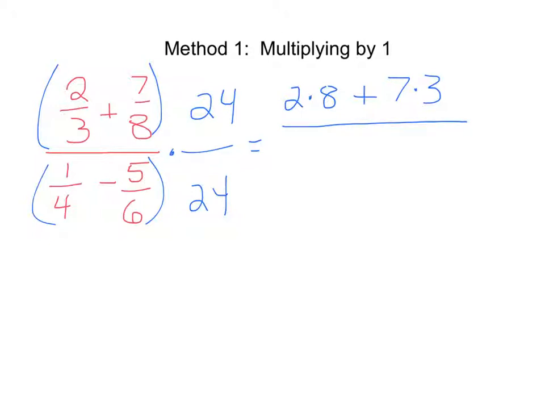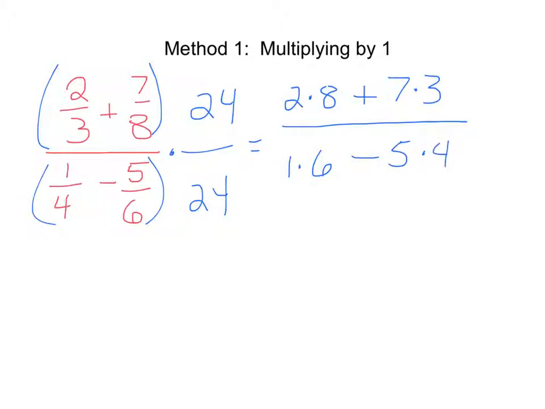And now we move down here to the denominator. And again, you could just say 1 times 24 is 24 divided by 4 is 6. But again, I think it's easier in the long run to just say, well, 4 goes into 24 6 times. And so we're going to do 1 times 6 minus, and now we have 6 going into 24 4 times, and have 5 times 4.